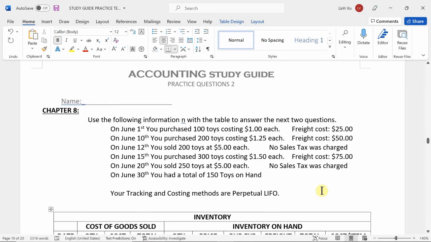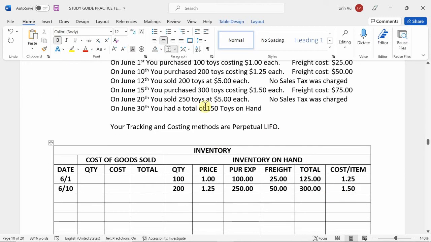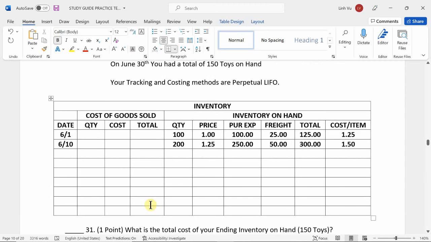Let's see what happened next. On June 12th, you sold 200 toys at $5 each, no sales tax. We are using perpetual LIFO, okay? So what am I going to do with my June 12th batch that I sold? You take away from the June 10th batch. If I sold 200 units, how much did it cost me, looking at LIFO? Which batch of inventory? The June 10th, so it's going to cost me $1.50 each. So I'm going to get rid of $300.